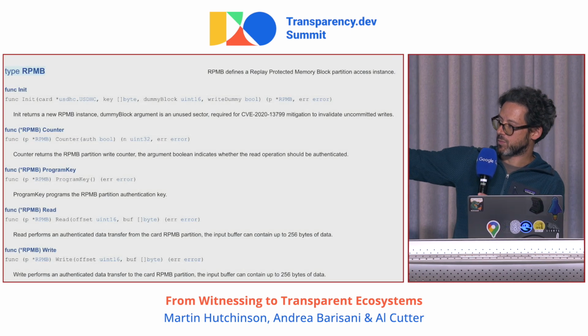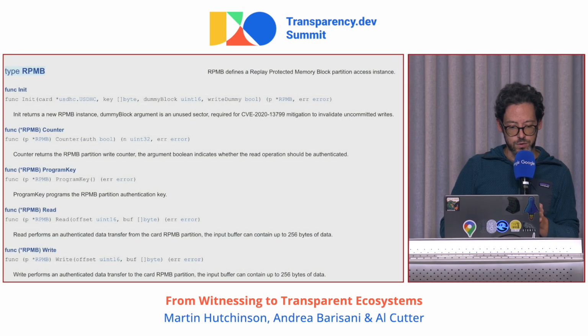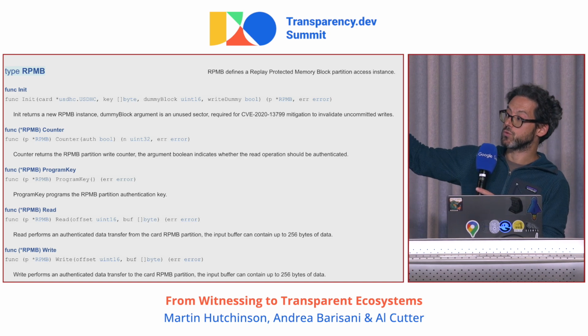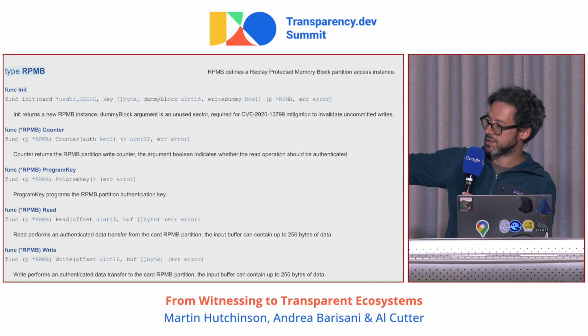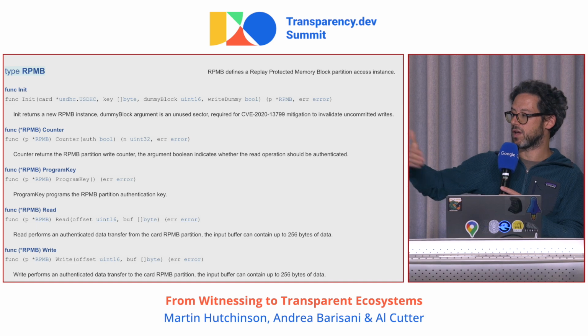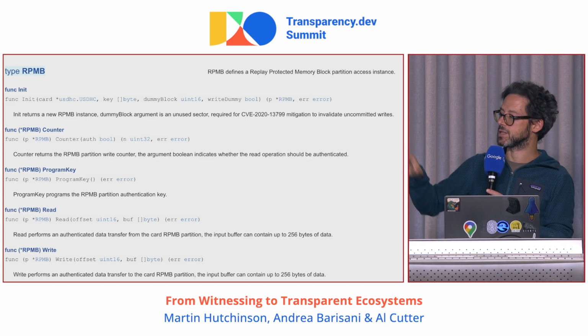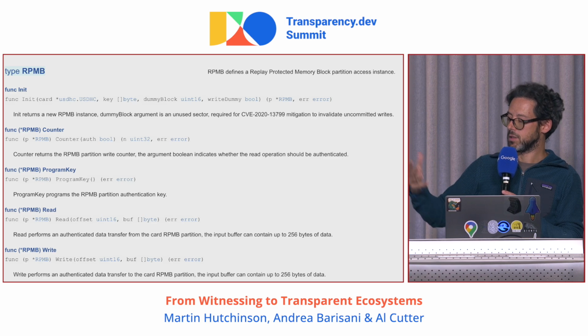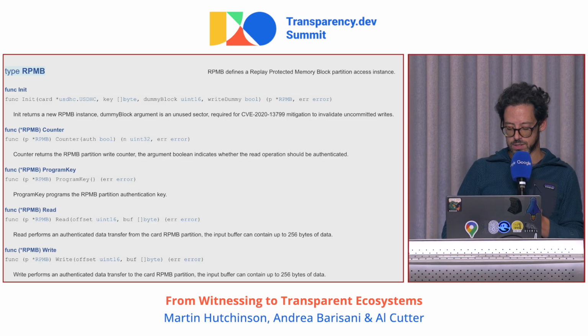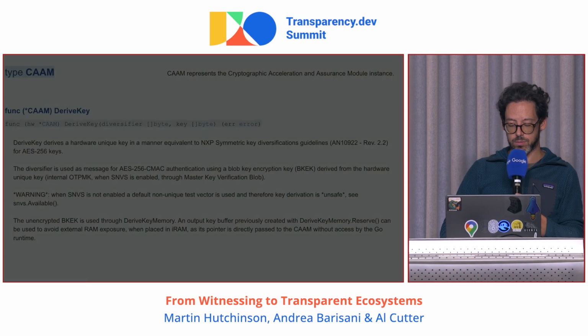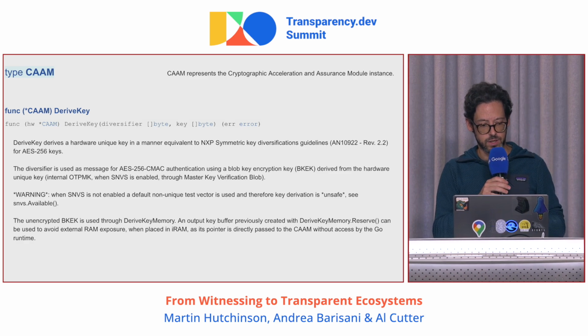For the replay protected memory block, there are Go functions for that. You can program the key, you can read the counter in an authenticated way, and then you can read and write the different memory blocks. So this is how the operating system basically implements these calls that are given to the applet in their API.